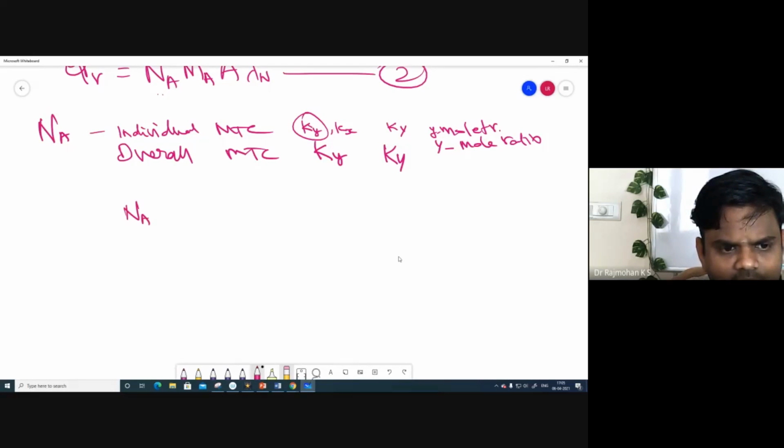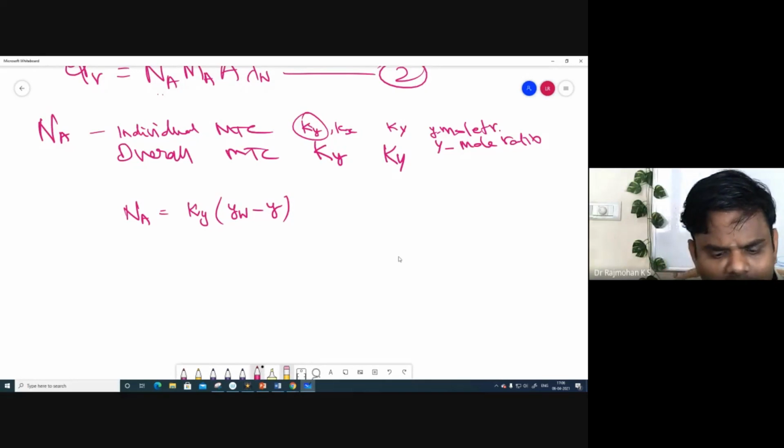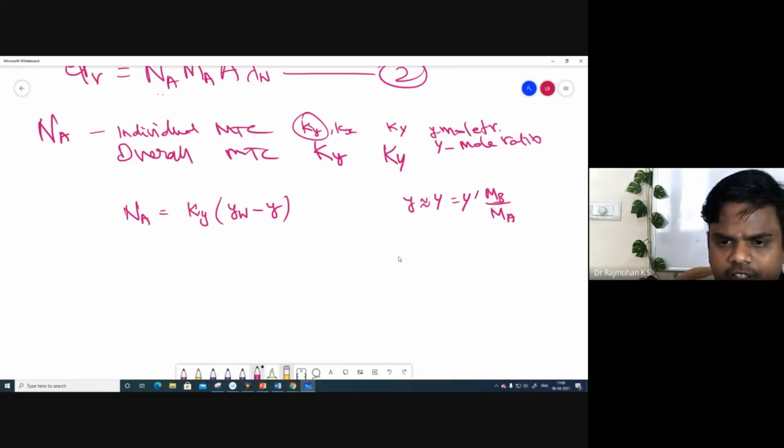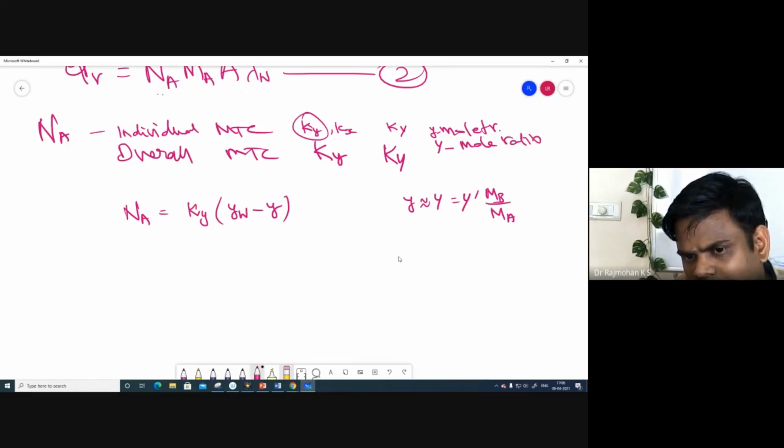we have Na is equal to small ky into yw minus y. It is a wetted film and this is y. But for small concentrations you can say that y is almost equal to capital Y, which is equal to y dash into mb by ma. So for small concentrations, mole ratio is equal to mole fraction, so less than 5%. And this y dash is equal to mb, because with the unit conversion you can write this.